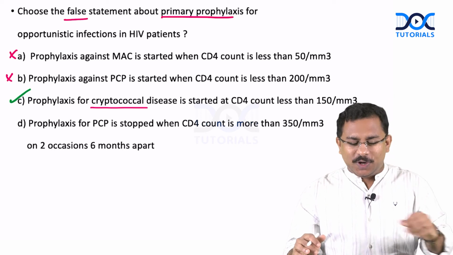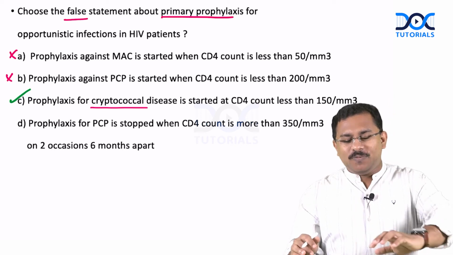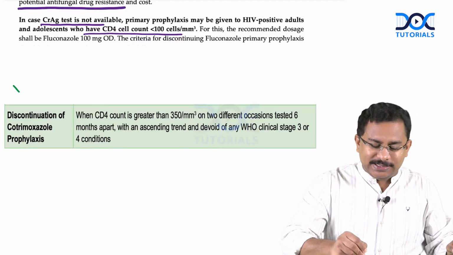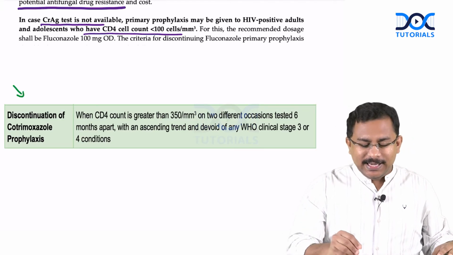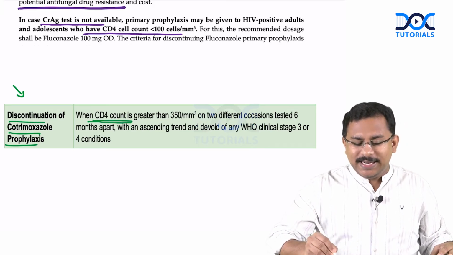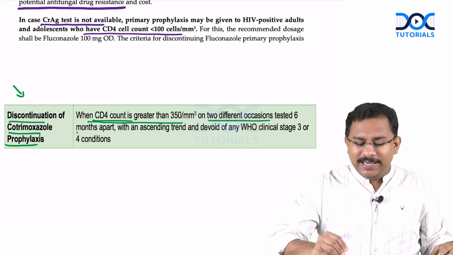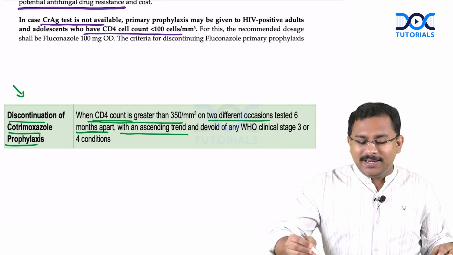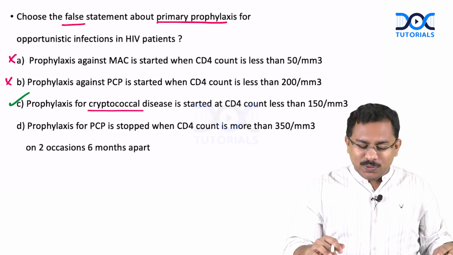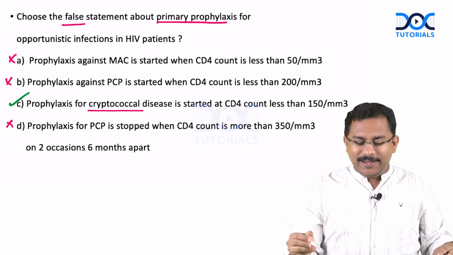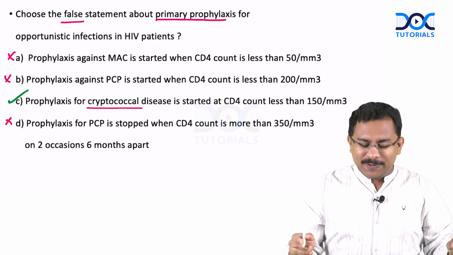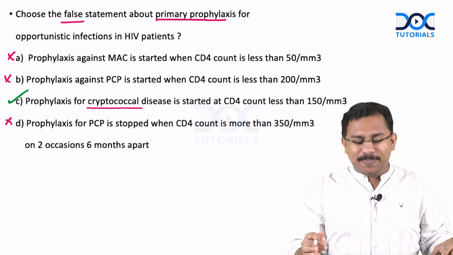So let's go to the last option as well. Prophylaxis for PCP is stopped when the CD4 count is more than 350 on 2 occasions, which is also absolutely correct because this is a direct screenshot from the guidelines. The discontinuation of cotrimoxazole prophylaxis for PCP is when the CD4 count is greater than 350 on 2 different occasions tested 6 months apart, with an ascending trend and devoid of any WHO clinical stage 3 or stage 4 conditions. So the last option is also a true statement. And this is something where you have got to follow the Indian guidelines. So option C is what you have got to choose here.